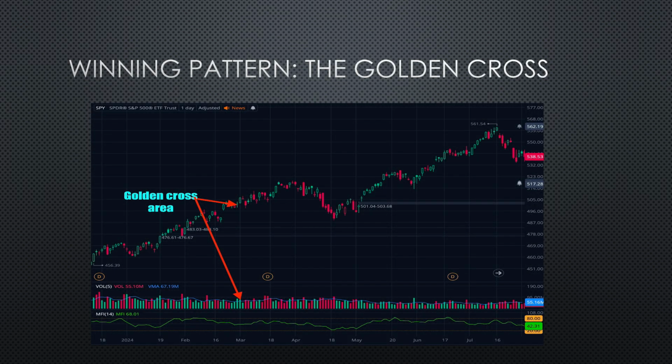Winning pattern, the Golden Cross. One of the most reliable patterns is the Golden Cross. It occurs when the 50-day moving average crosses above the 200-day moving average. In March 2024, the SPY demonstrated this pattern, signaling the start of a bullish trend. The MFI, rising above the 50, provided additional confirmation, and traders who recognized this pattern early had the opportunity for significant gains.